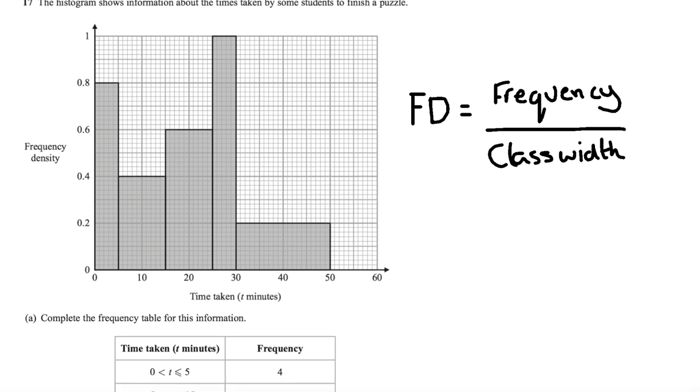Now, to find the frequency, we need to rearrange this equation to make frequency the subject. So to make frequency the subject, we're going to multiply both sides by class width. So therefore, frequency density times class width equals frequency.